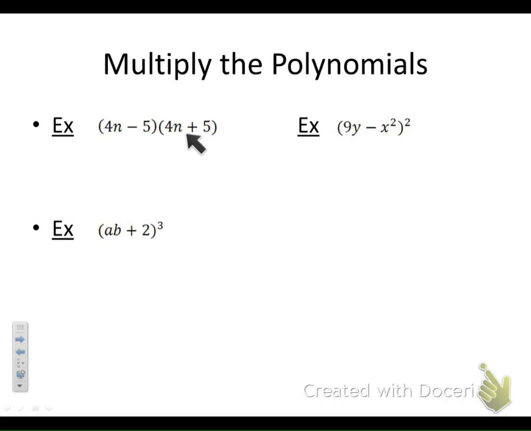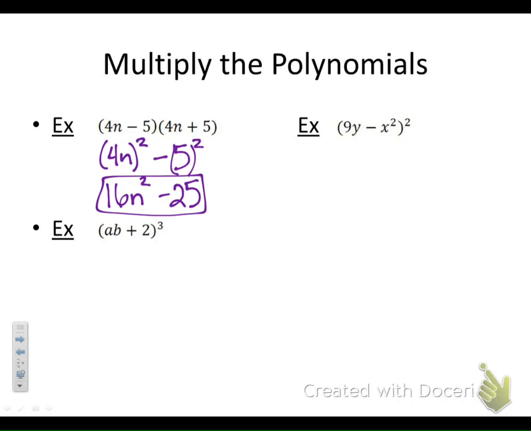Wait a second. Something times its conjugate is always going to be the first squared minus the last thing squared. First term squared turns into 16n squared minus 25. So when you have a binomial squared, you can take the first one, square it, minus twice the product of those two terms, and then add on the square of the last term. That's what those formulas mean in your book.